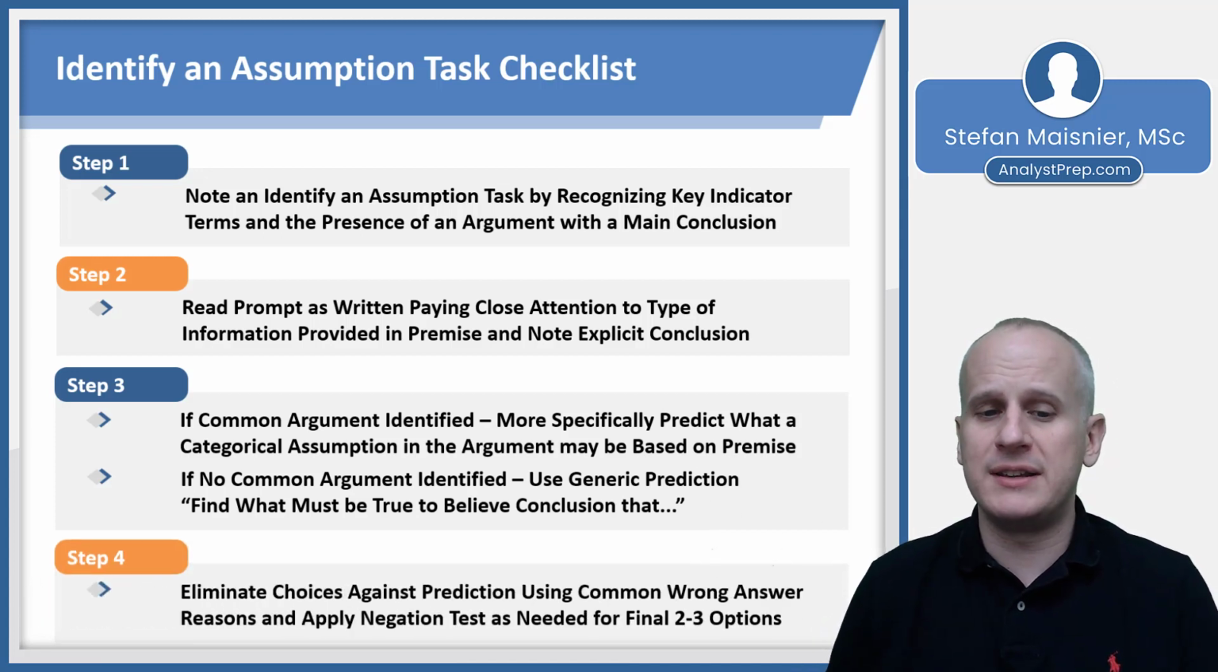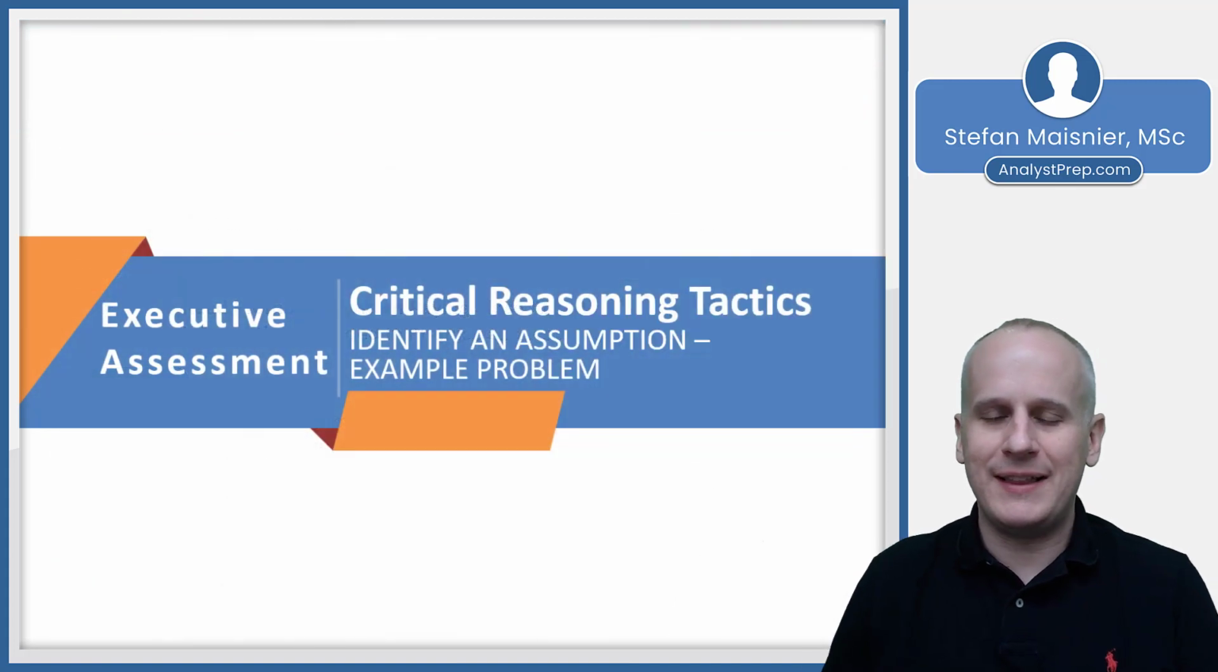And step 4 is going to be to eliminate choices against the prediction using your common wrong answer reasons. But you can apply the negation test for assumption tasks only if you find yourself down to 2 or 3. So let's hop on over to the whiteboard and take a look at an example to see how you'll engage with your scratch work when you encounter assumption tasks on the Executive Assessment.